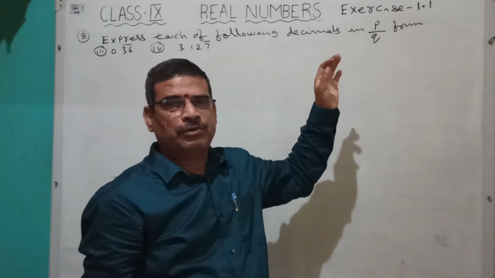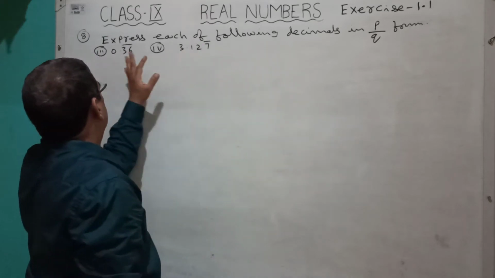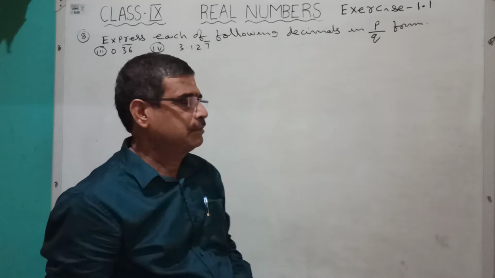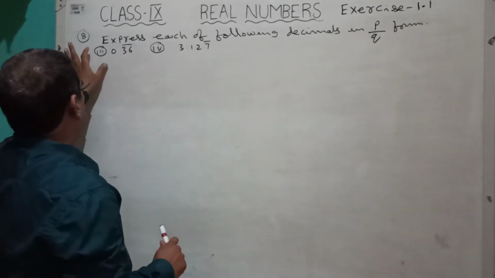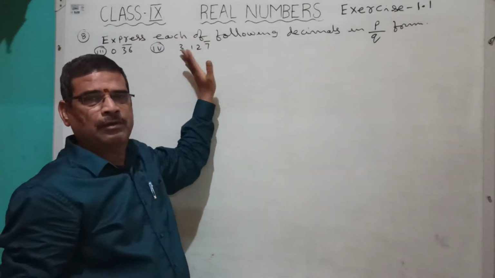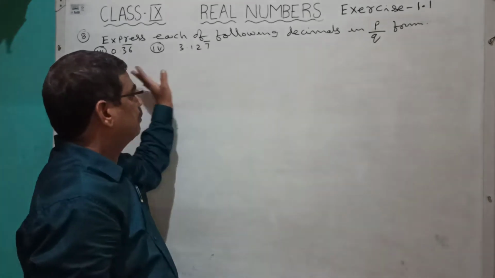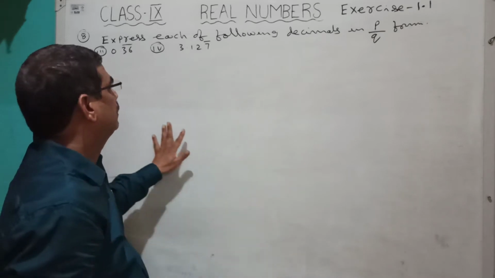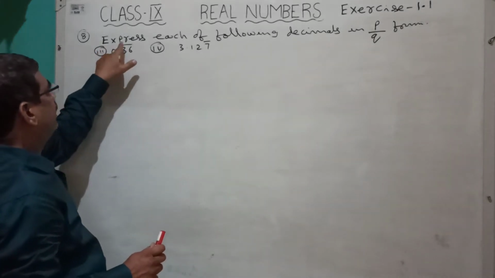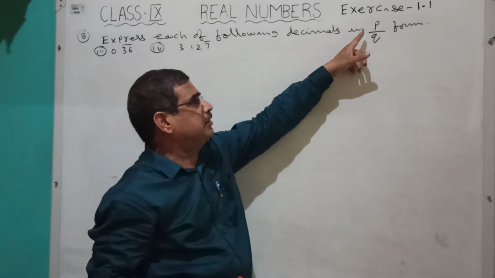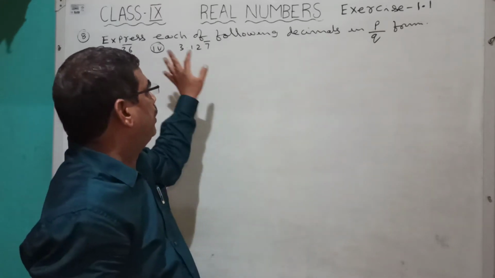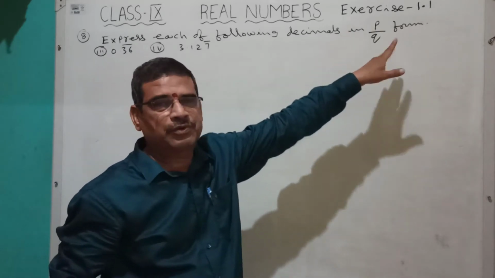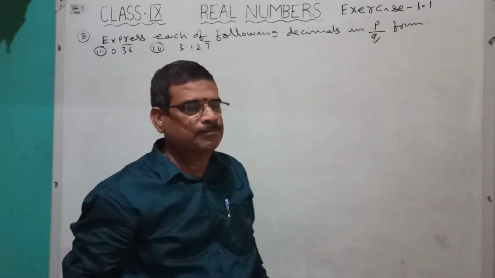Today I am going to explain exercise 1.1, 8th question of 9th class. In this, four questions are there, and they are almost similar, so I am telling only two questions. The first one: express each of the following decimals in P by Q form. We have to convert the decimal system to the fraction system, that is P by Q form, that is a rational number.